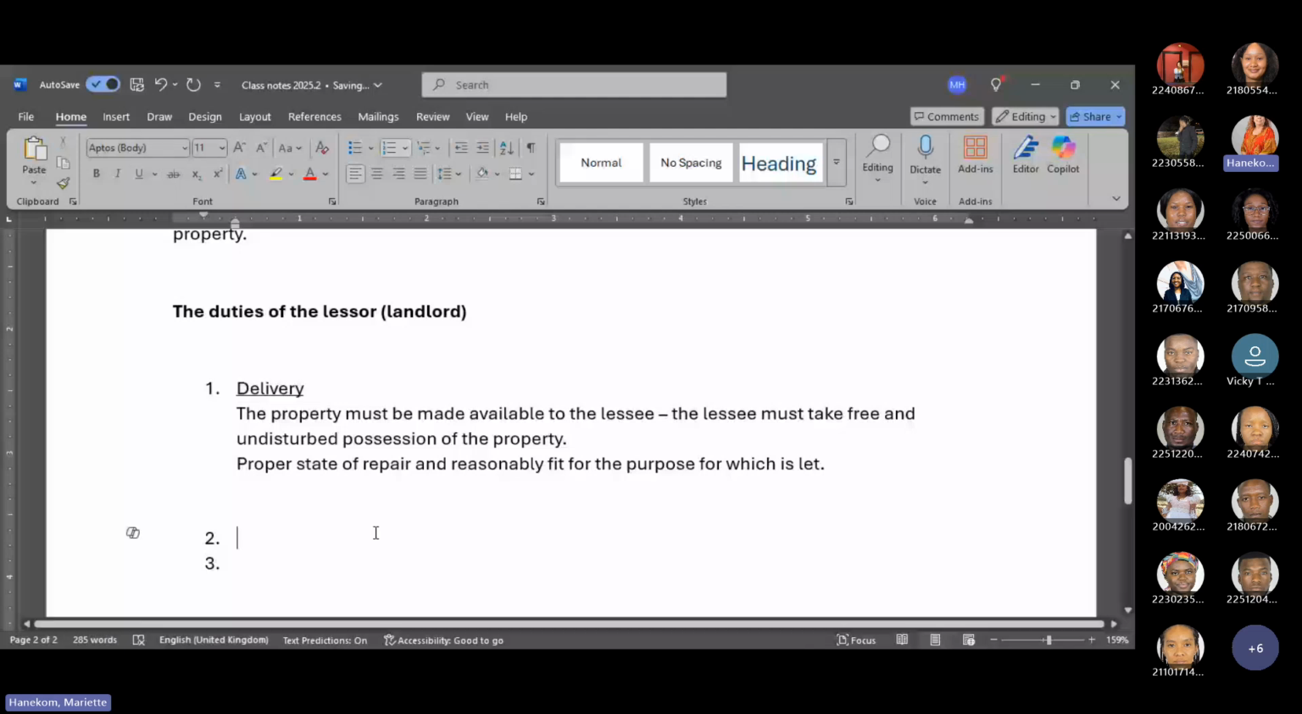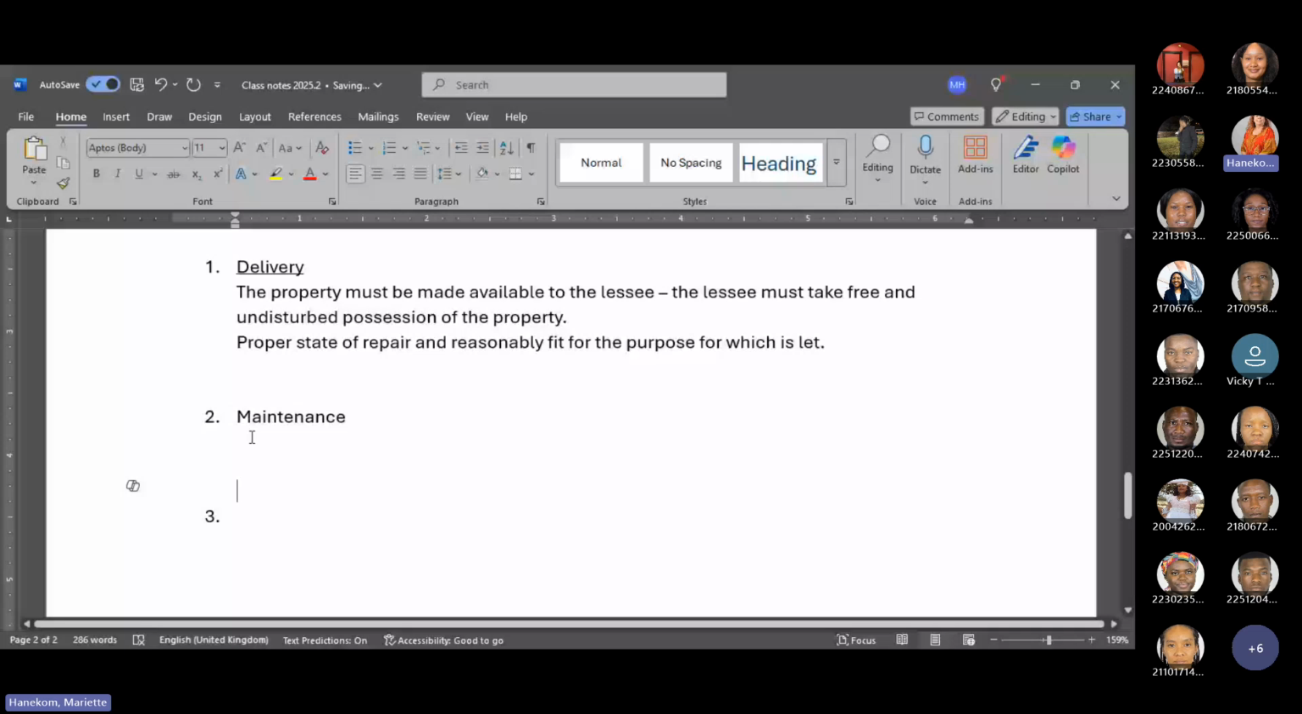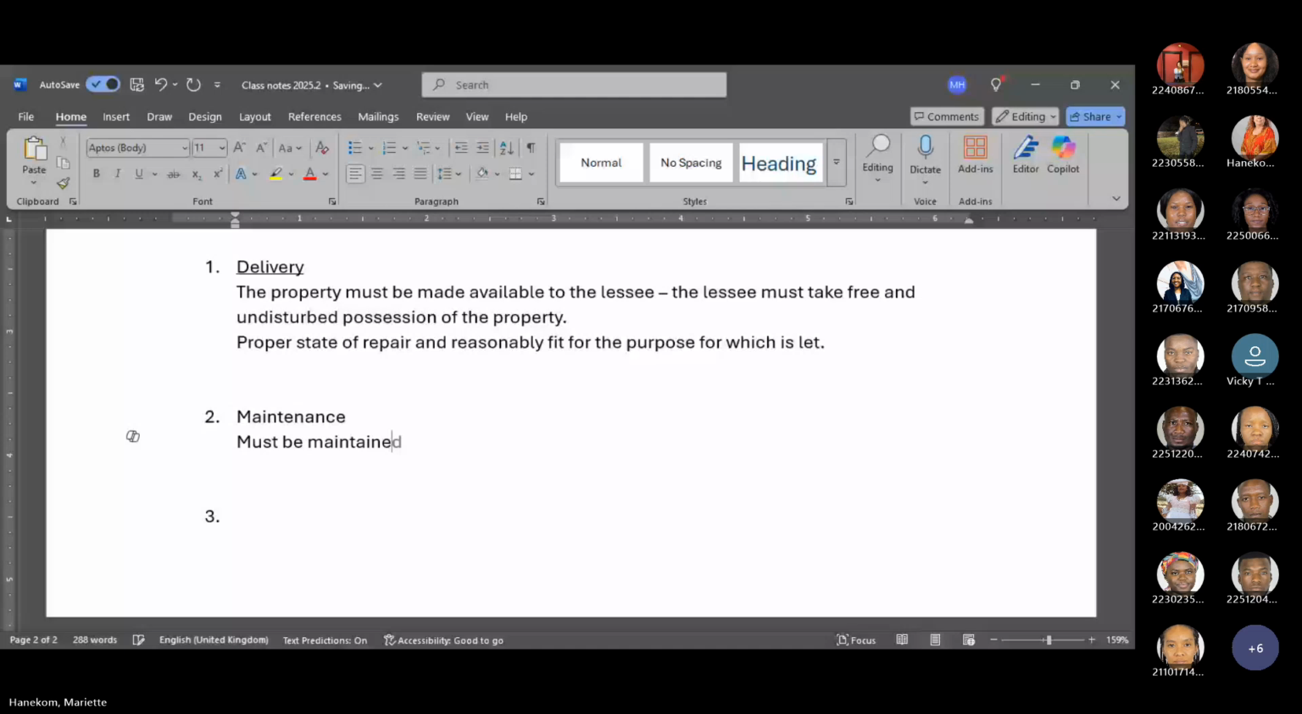Apart from delivery in a fit state, the lessor is also responsible for maintenance of the property. The thing must be maintained in a proper state of repair. So it is delivered in a fit state, and the landlord is responsible, if the roof is leaking, to fix the roof, if the geyser breaks, to fix the geyser, etc.